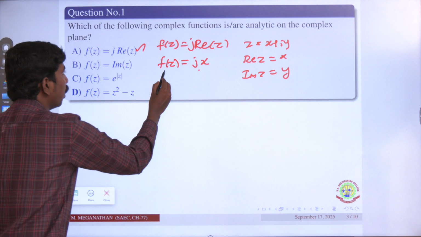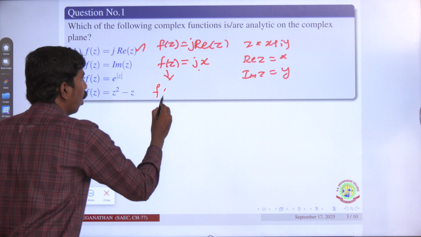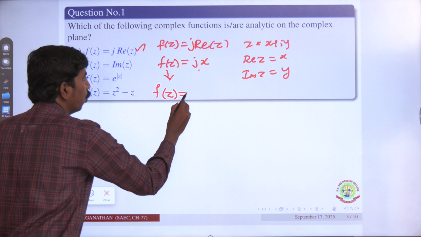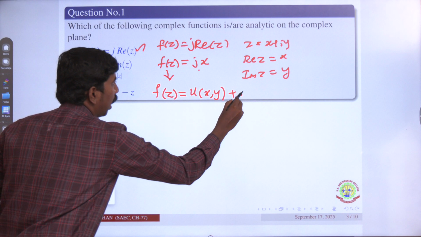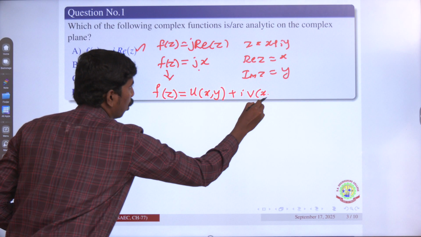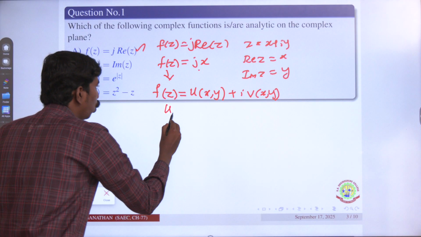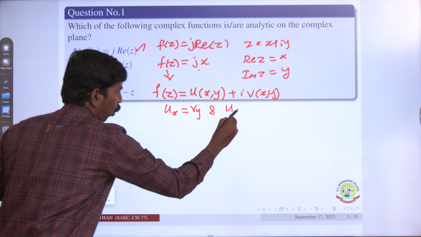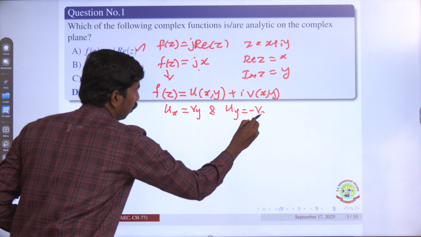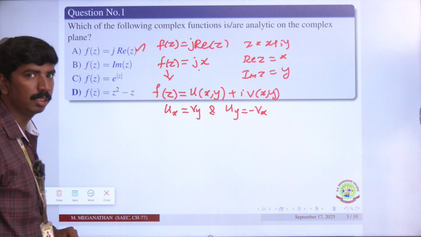I said any function f of z is analytic if it is written in the form f of z equal to u of x comma y plus i into v of x comma y. This function is analytic if u x equal to v y and u y equal to minus v x. If this condition is satisfied, we can say that the function f of z is analytic.